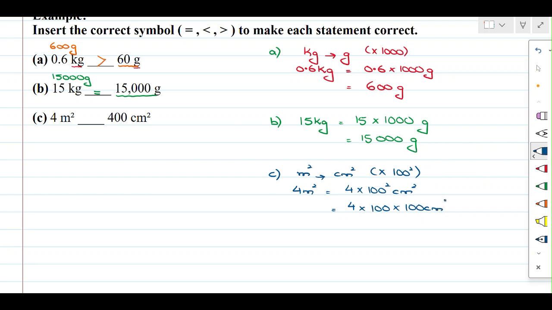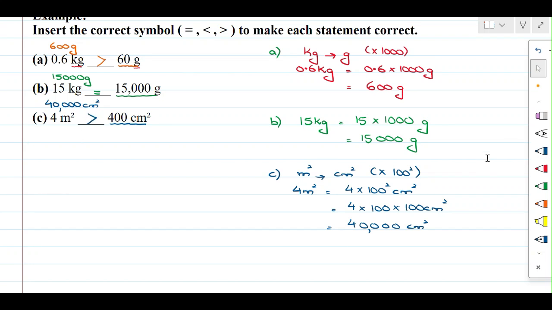This answer is in centimeter square. So you have 4 with 4 zeros, because 1 2 3 4, 1 2 3 4. This is 40,000 centimeter square. So 4 meter square is basically 40,000 centimeter square, and that is 400 centimeter square. So centimeter square is cancelled out with centimeter square. What is the relation between 40,000 and 400? 40,000 is greater than 400, right?